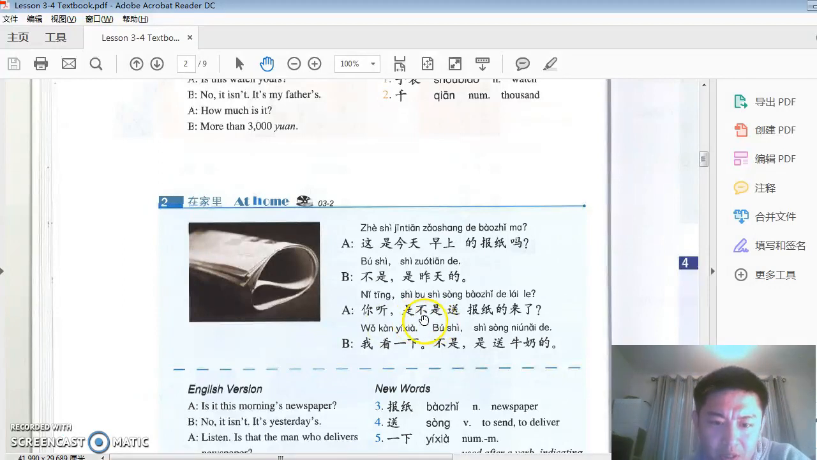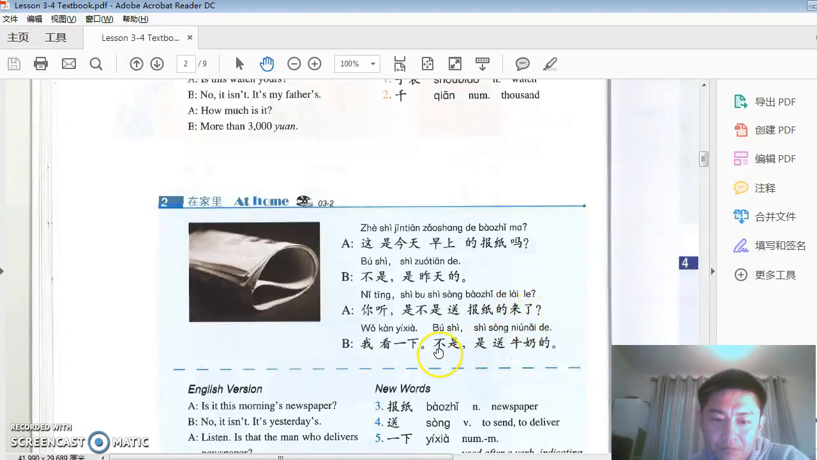是不是, to be or not to be again, at the beginning of the sentence to raise a yes or no question. 是不是送报纸的来了? This is a little bit trickier. Before that, we have an action. 送报纸, deliver newspaper. 的人 has to be a person after that, because the person who delivers newspaper is what this sentence is really trying to say. Is it yes or no that the person who delivers newspaper has come?